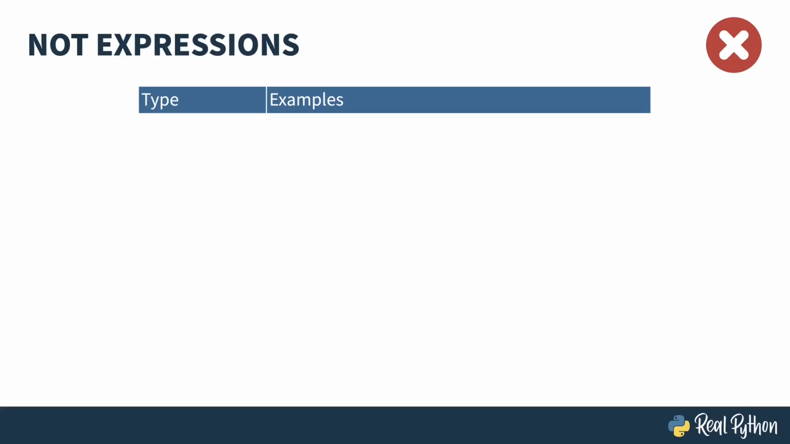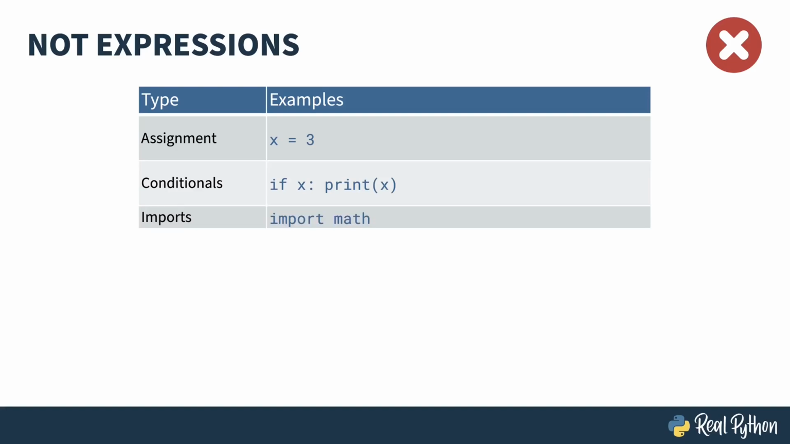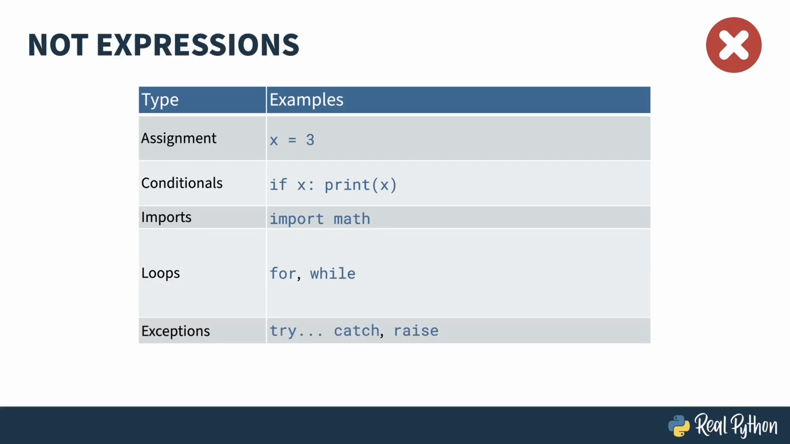So here are things that aren't expressions. Like I showed you in the example, assignments are statements. Conditionals. An import also is considered a statement. This means if you want to use something like the math library inside of eval, you'll have to do the import outside of the eval call. Any looping structures, like fors and whiles, are also considered statements. And finally, any sort of exceptions, try, catch, raise, etc.